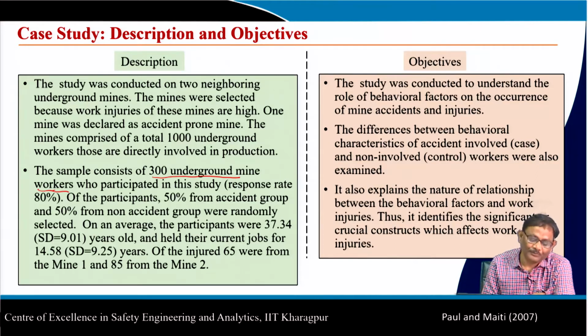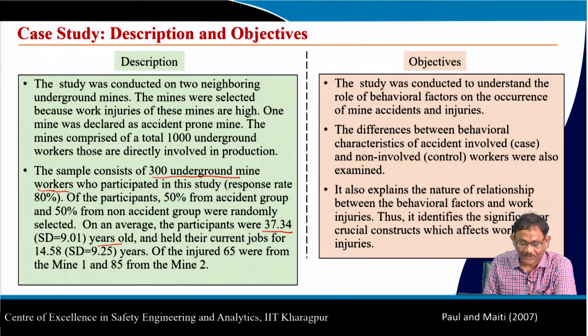Accident group means the group of employees who have prior experience, either by observation or by being affected by the accident or any kind of incident. On average, the participants were 37.34 years old with a 9.01 years standard deviation, and their job experience was around 14.58 years on average, with standard deviation 9.25.